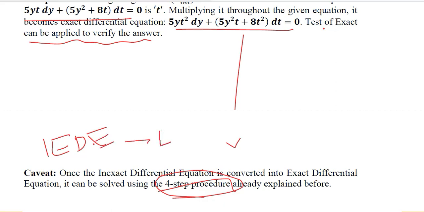into the exact differential equation, and it is done by using the integrating factor. So this is what we have done in this video, and the remaining process can be done using the 4-step procedure that we have already learned. So this is how we fix an inexact differential equation, and we convert it into an exact differential equation by using the integrating factor.